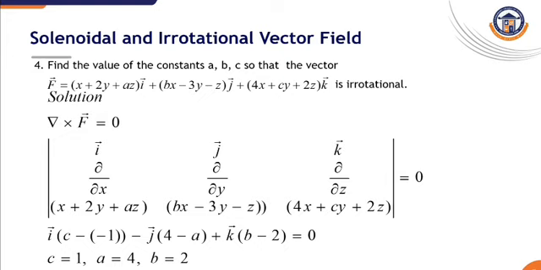Now equating these values: c minus of minus 1 equal to 0, means c plus 1 equal to 0. Then 4 minus a equal to 0, and b minus 2 equal to 0. So equating these, we get the c value as minus 1, the a value as 4, and the b value as 2.